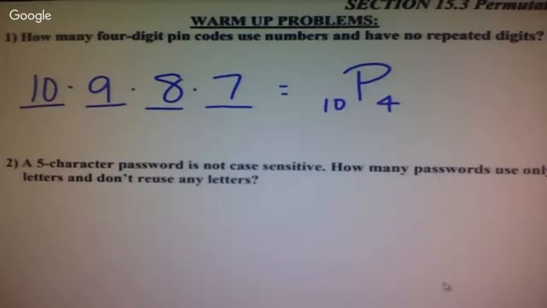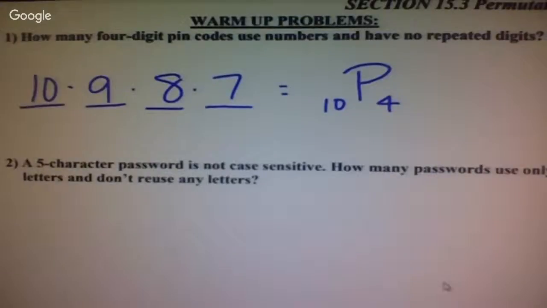Okay, so what this tells you, and there's actually a button on your calculator that I will show you in a little bit, is that I start at 10, and I multiply the next 4 numbers: 10, 9, 8, 7. It's called a permutation. In a permutation, the order matters, and you cannot repeat.